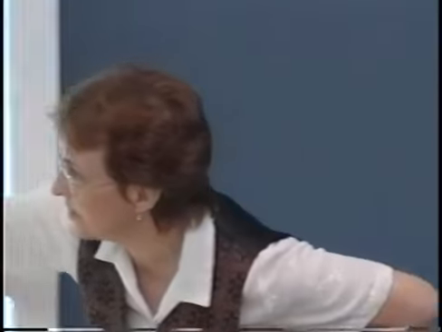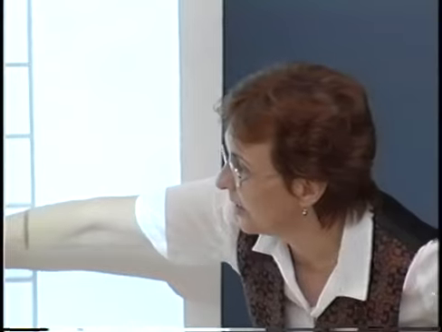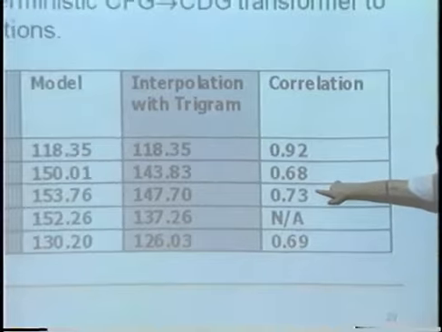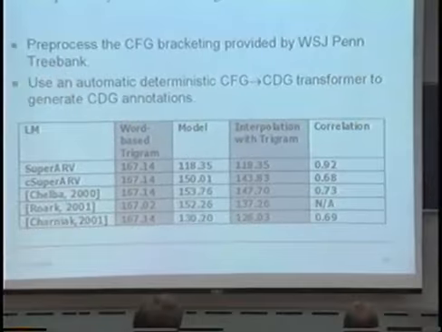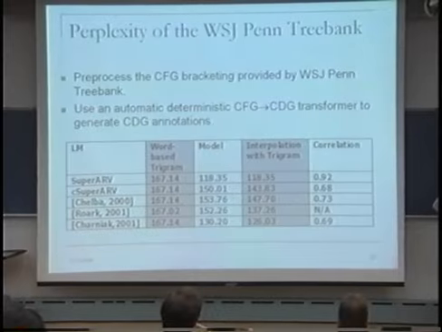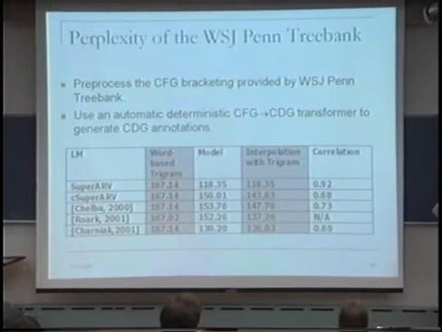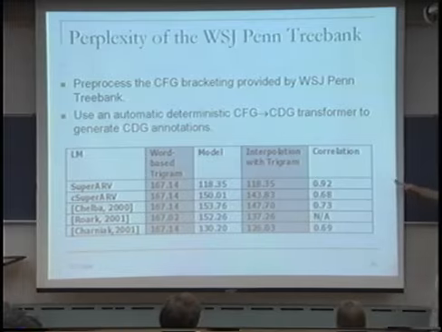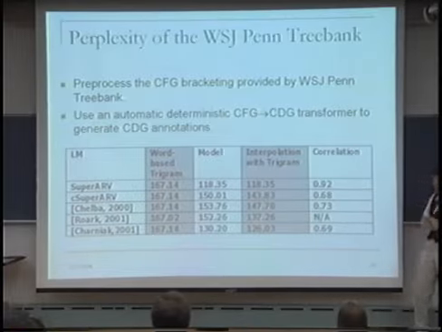And Ciprian's model has a slightly lower correlation, but it is interesting. It's a correlation between what and what? The probability on a sentence assigned by the Super ARV language model, yes, versus the trigram language model. It is interesting that it would show some patterns like that.